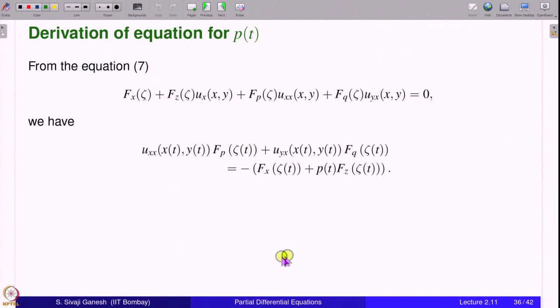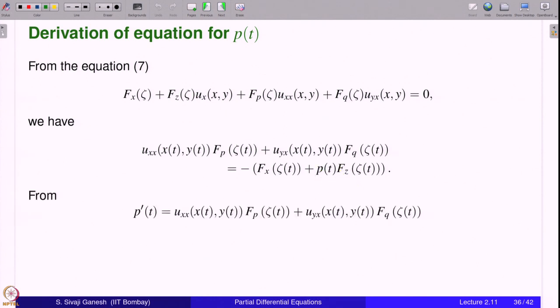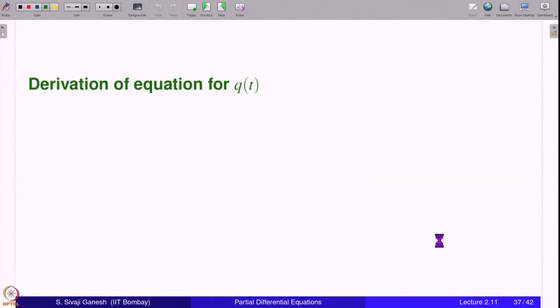So, we solve for what we do not want in terms of what we know: f_x, p is what we want to find, f_z which we know. Therefore, p prime t becomes equal to minus f_x plus p f_z. This is the equation for p prime. Similarly, we do it for q.